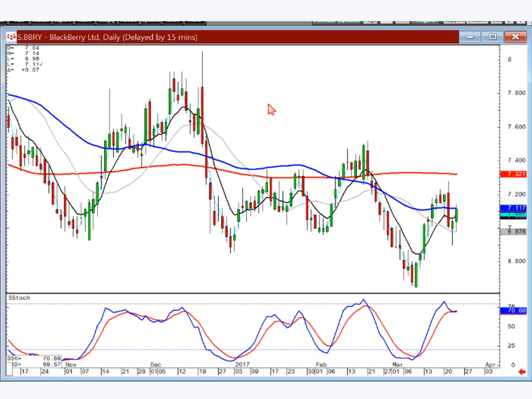BBRY, BlackBerry, nothing here to get excited about. You can see the downtrending channel. If you happen to be long, it better open positive and get you back up to the 200, which is correlating with this downtrending channel, and then break through. I'd rather pay $7.50 for it, knowing that it broke out of all this stuff.